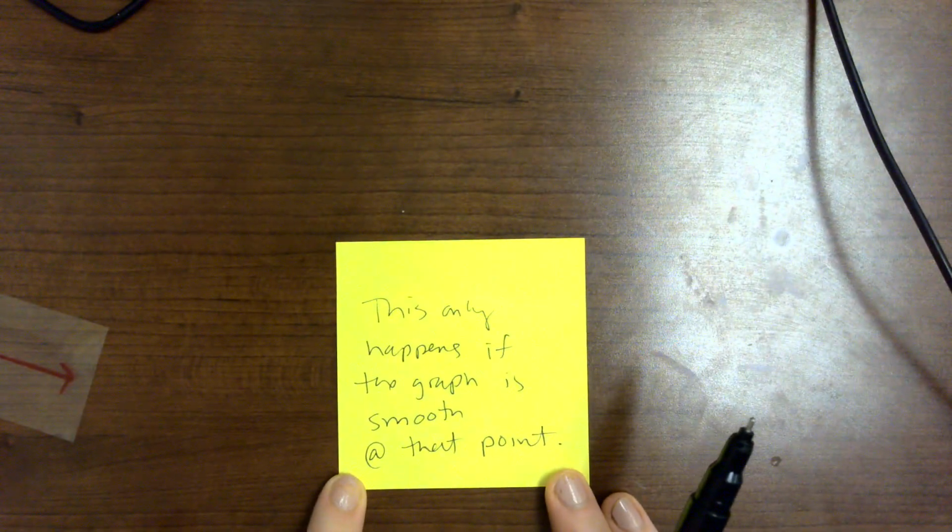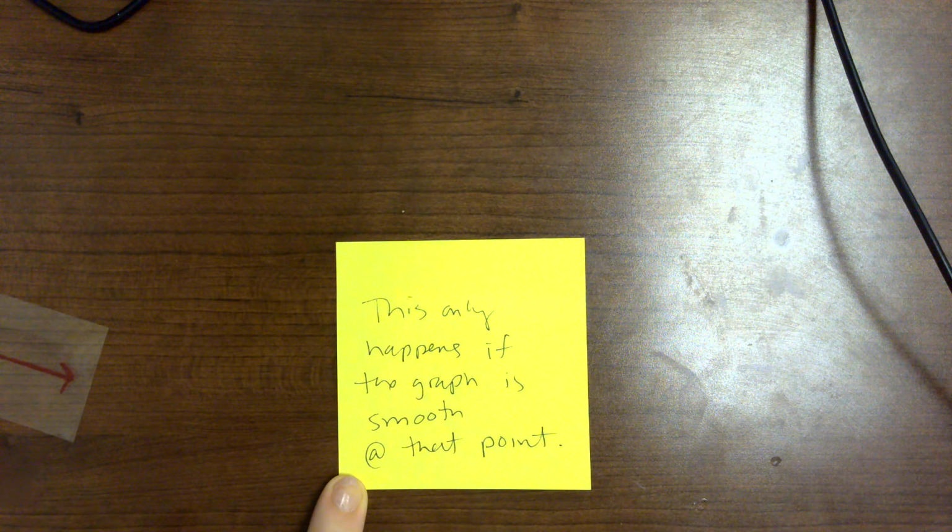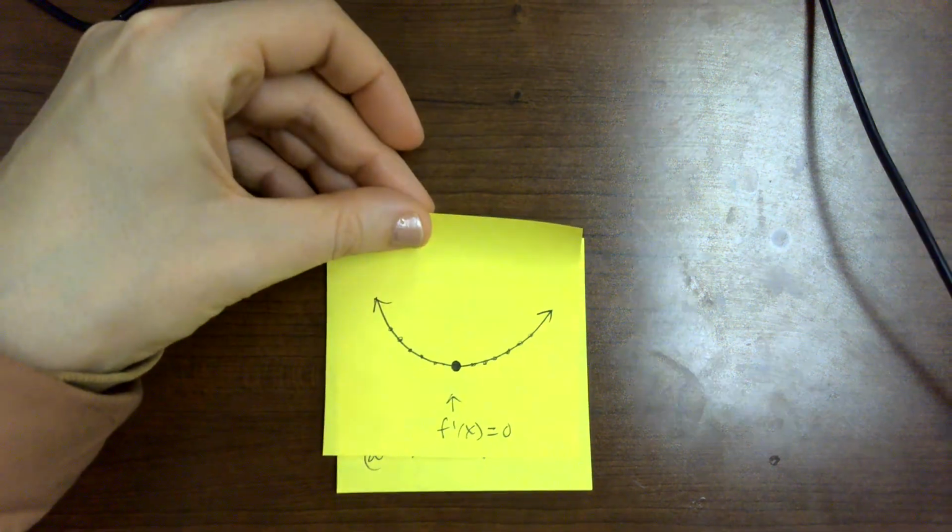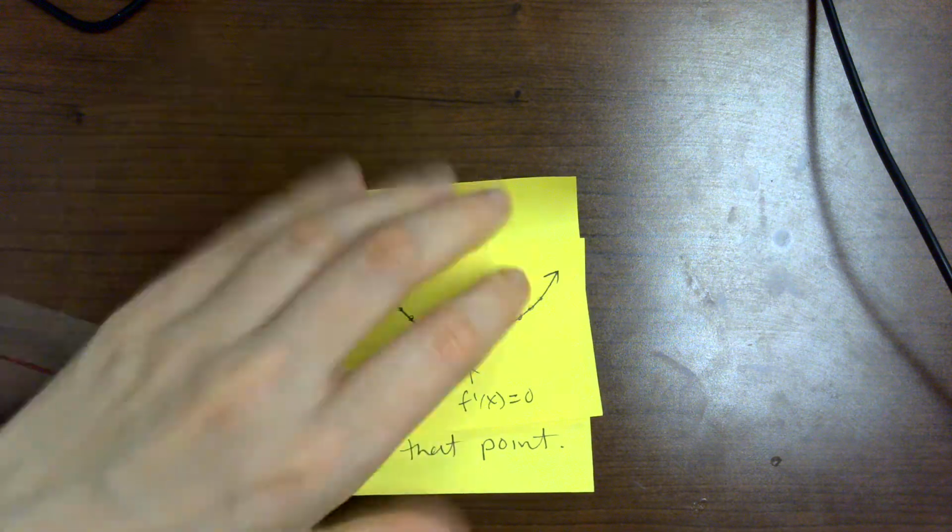Now, here's the thing. I don't know why I did this sticky note thing. I'm just trying to save paper, I guess. But this only happens if the graph is smooth at that point. The graph needs to be smooth in order for that to happen. So let me show you some counterexamples.